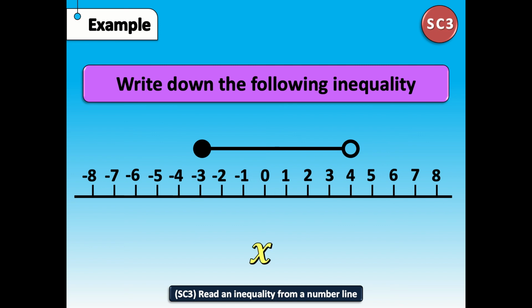So we start off by writing the letter x, and we know x is going to be in between minus 3 and 4. Now because we've got a dot above minus 3, this must be less than or equal to, and we've got a circle above 4, so this must just be less than. So the inequality on the number line is minus 3 is less than or equal to x, which is less than 4.